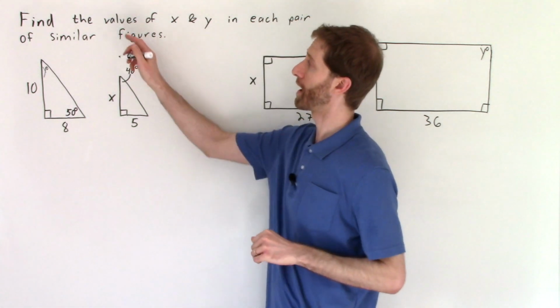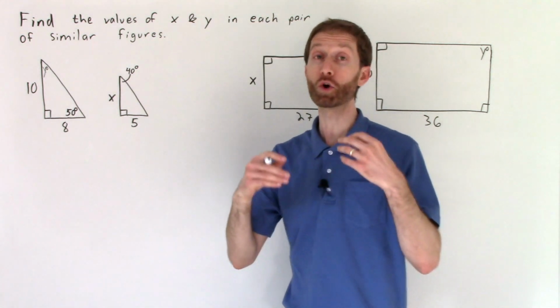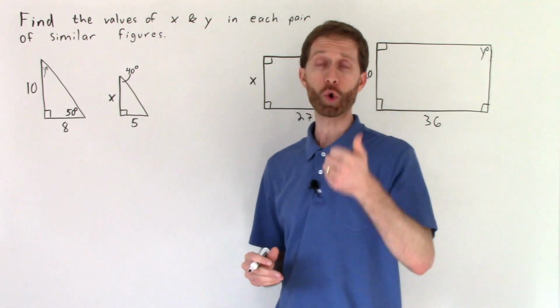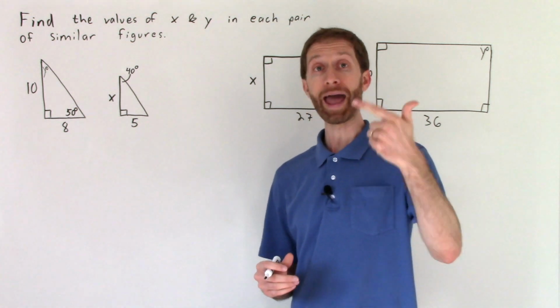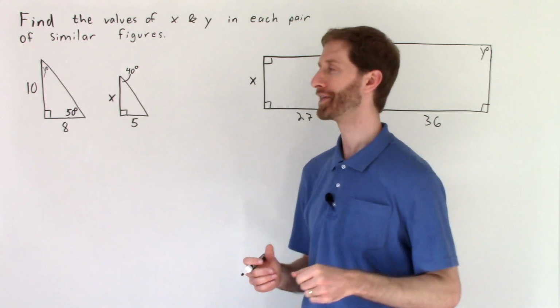So the instructions say, find the values of x and y in each pair of similar figures. We are told that these figures are similar. What that means is corresponding angles are congruent and corresponding sides have equal ratios. Let's jump into this one.